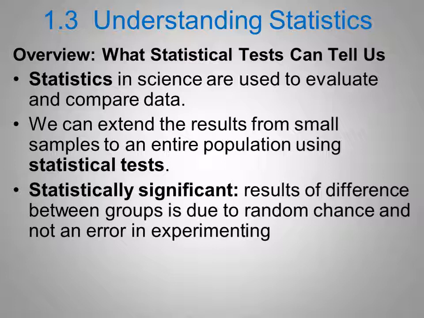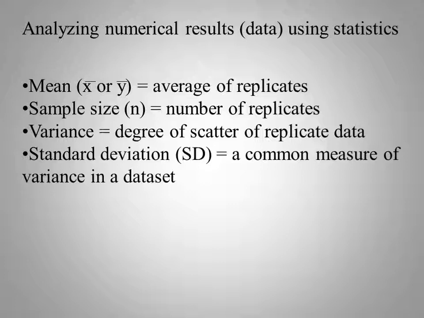Whether or not something is considered statistically significant is based on results of differences between groups, and it's due to random chance and not merely an error in the experiment. Some key ideas when we're looking at statistics are the mean, which is merely the average of the replicates within a group. Another key idea is your sample size, the number of replicates, often referred to as your N. We also need to understand the idea of variance, which is the degree of scatter of your replicate data, as well as standard deviation, which is just a common measure of the variance in a particular data set.